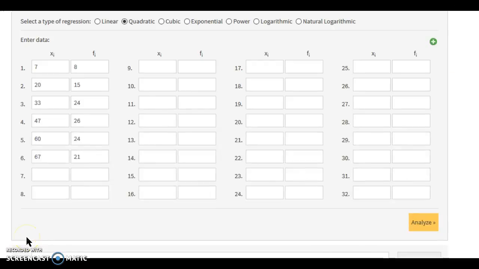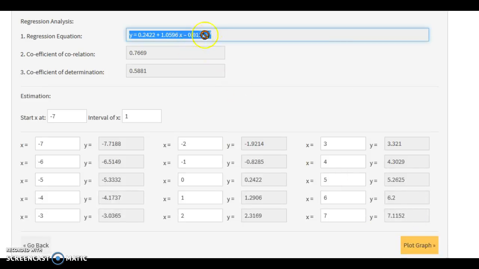Okay, I already have the table set up and ready to go. All we need to do is to get the equation. Alright, so here we go. There's the equation at the top there, highlighted. Now that we have it, we can solve the problem.